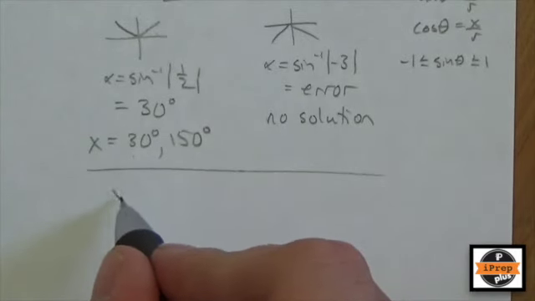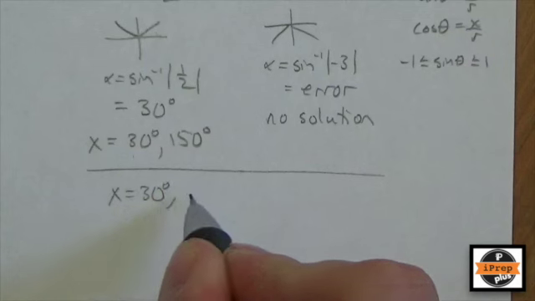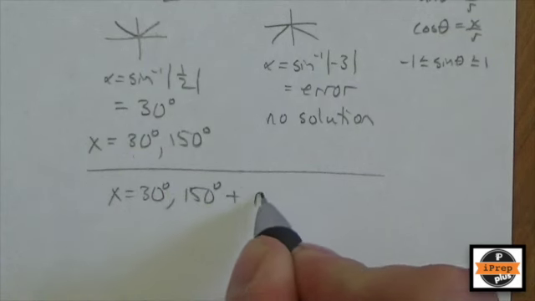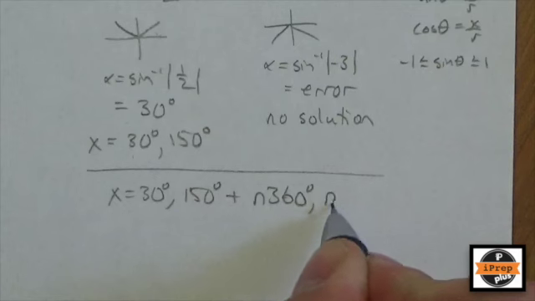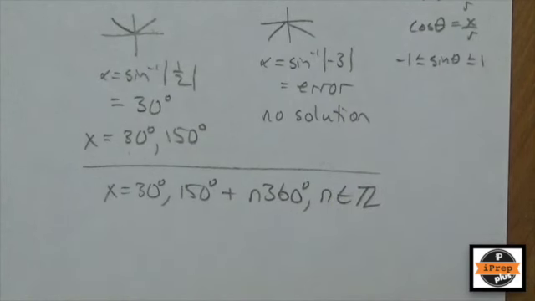And so now if we want the general solution, we would simply say that the answers here would be 30 or 150 plus n times 360 degrees, where n is an element of the integers.